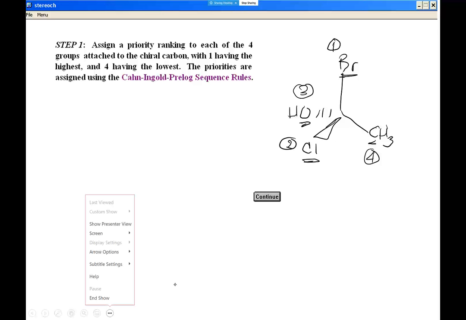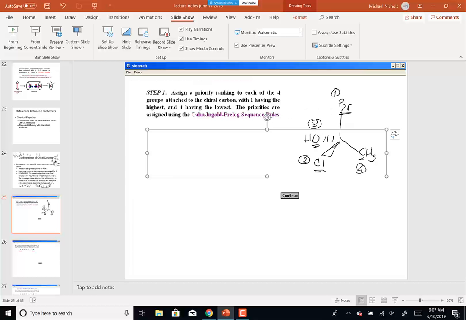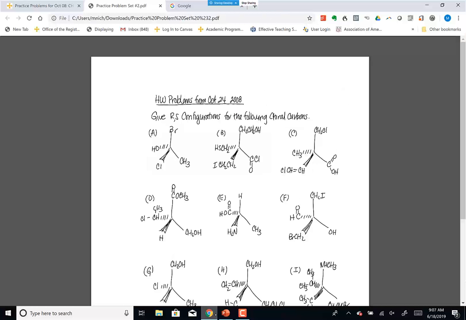So now the question is ties. How do we break ties? Let's look at number B here. This B molecule. These are from the homework problems. I don't know if I made copies of them. They're in the folder, but I don't think I made copies. I'll try and see if I can do that.